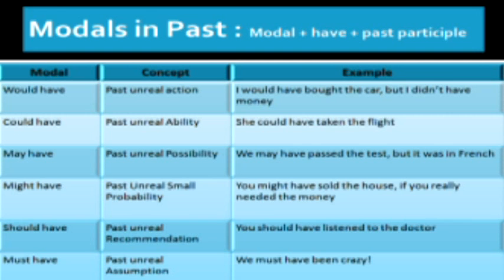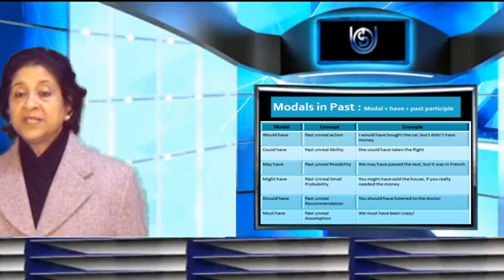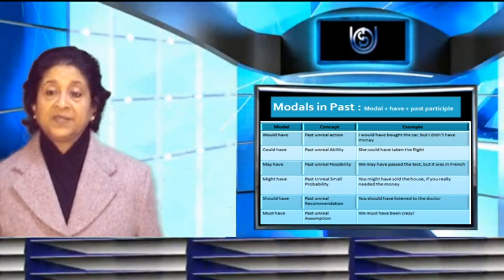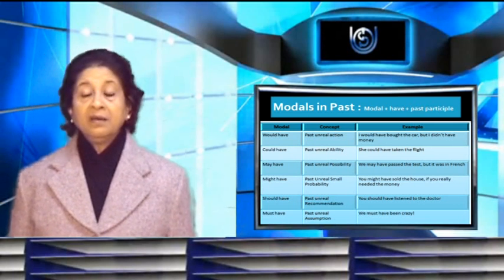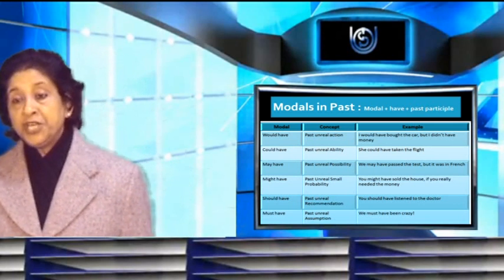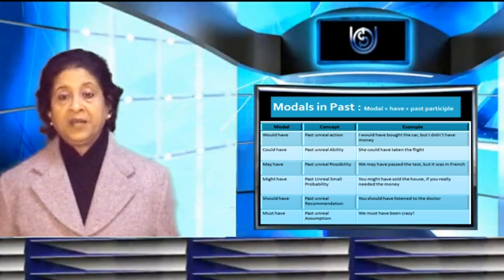Could have, past and unreal ability. Again the concept is unreal ability. See the sentence. She could have taken the flight. She didn't take it. She could have, unreal ability.